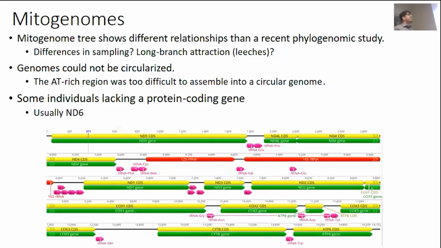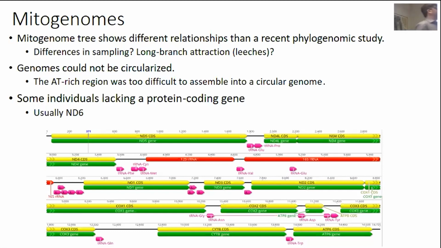So our mitogenome tree does show different relationships than a recent phylogenetic study. Possibly a difference in sampling, just not enough individuals from different families, but it also could be long branch attraction in leeches. We couldn't get the genomes to be circularized, so this AT-rich region was difficult to assemble into a circular genome. And I did find out that some individuals are lacking a protein coding gene. Some of them are missing ND6, which is usually right at the front. Not really sure where some of that's going, but some individuals have it and some do not.